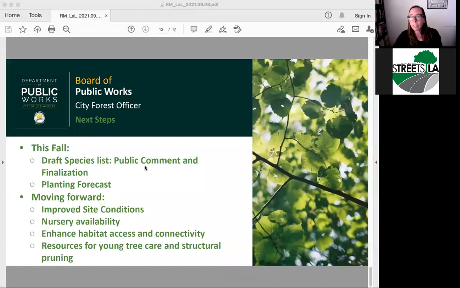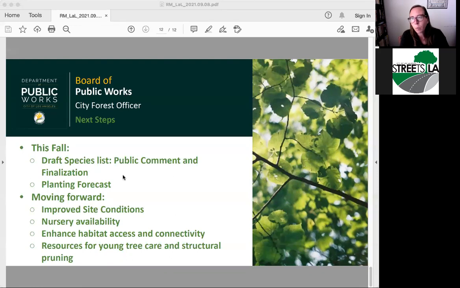So a couple of next steps, and then I'll go to questions. I see that I already have one in the queue, but if you have a question related to today's talk, please feel free to type it in that Q&A box. So this fall, we've got the draft species list that we're now receiving public comment on. When we close that public comment period next week on the 15th, I then will be reviewing the feedback that we received and compiling that and developing a version to share publicly, likely with the Board of Public Works and others, as a summation of what we heard from the public and how we plan to address the comments that were made by the public.